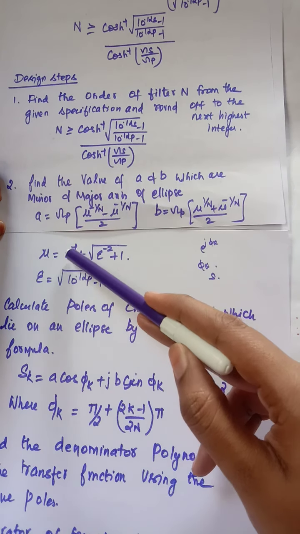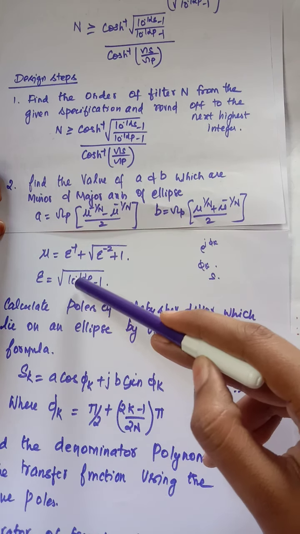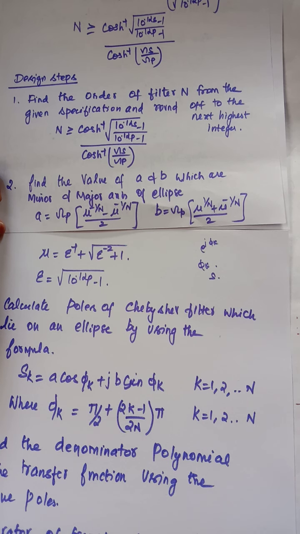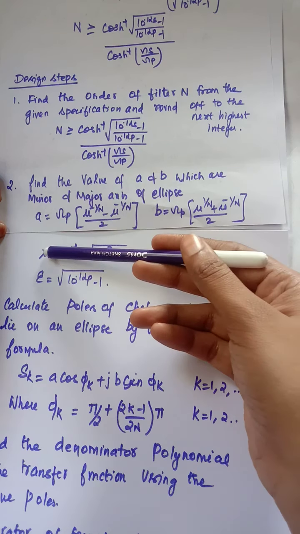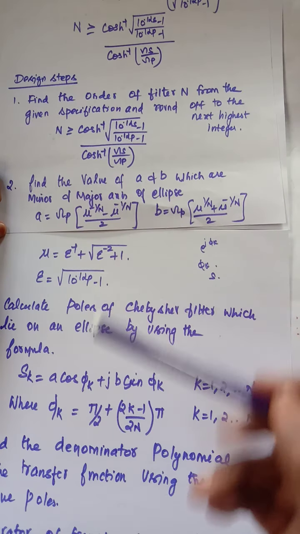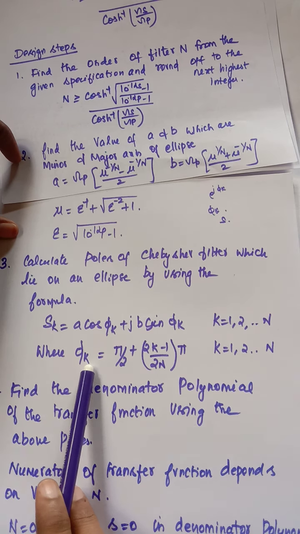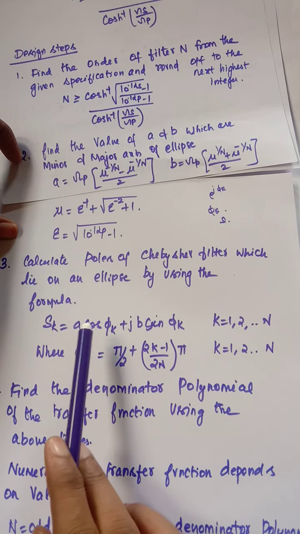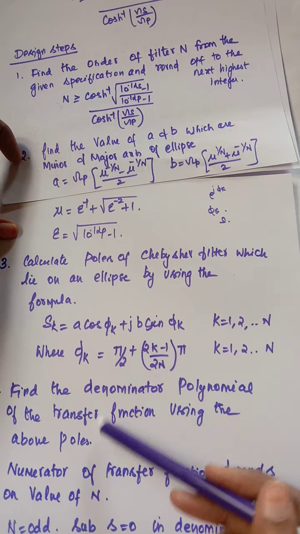Here μ is nothing but ε inverse plus the square root of ε power minus 2 plus 1, where ε is equal to the square root of 10 power 0.1 αp minus 1. Using these values, I find μ. Using μ I find a and b, then using a and b I find the poles sk. This sk can be found from φk, a and b. Okay, so here we have found the denominator polynomial using the above poles.